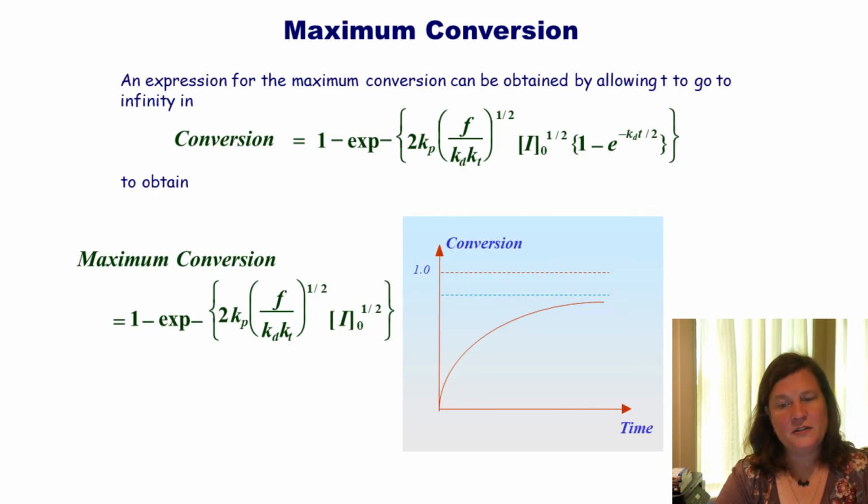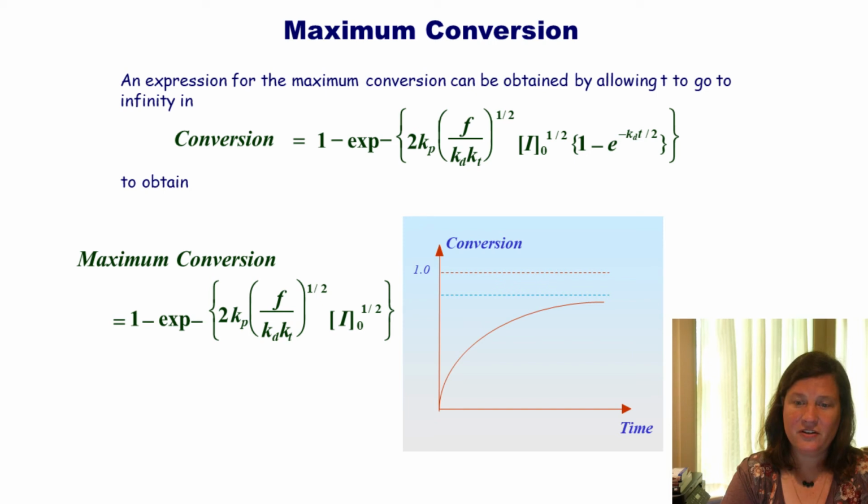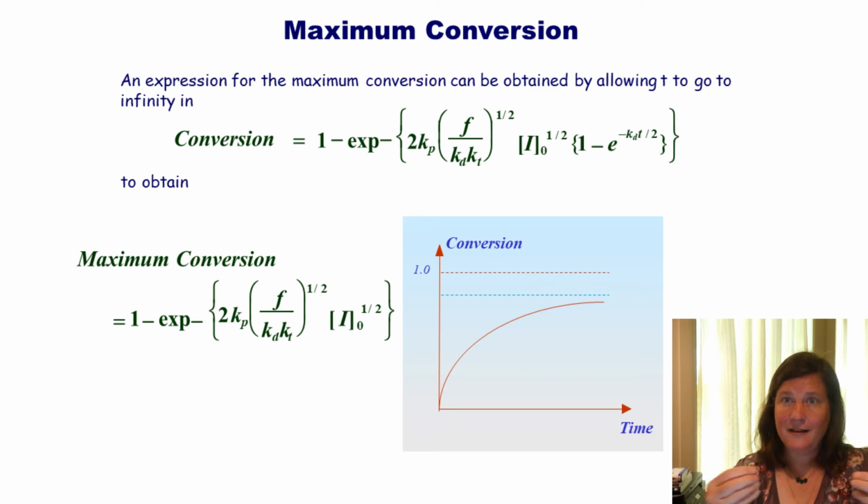And finally, let's just look at maximum conversion. If we go out to really long times, we never reach 100% conversion for this type of free radical polymerization. And that is related to the fact that the initiator is consumed. So if we wanted to convert 100% of our monomer, we would need to use not a peroxide initiator, or we would need to add more initiator into the reaction. So that's what this curve is showing us.